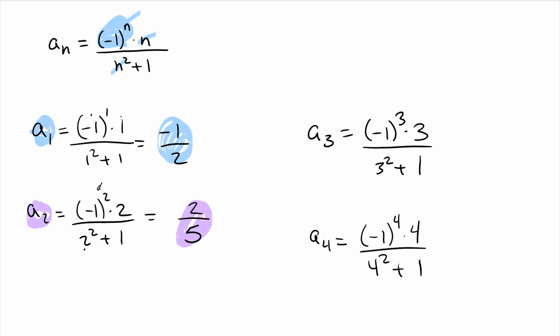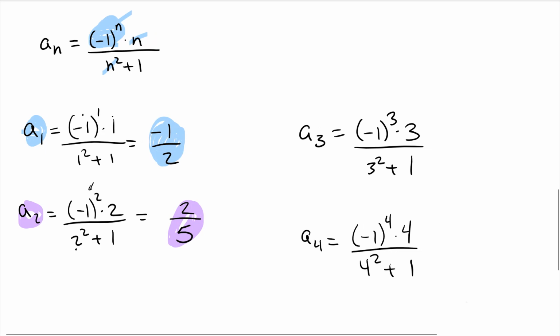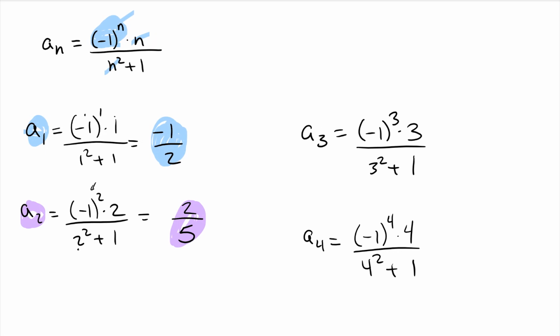But notice the first term was negative, the second term was positive. I'm going to guess this third term is going to be negative because it's being raised to an odd power. So -1 to the third is negative. And then we got a 3 up top. 3 squared is 9, plus 1 more is 10. And there is our third term.